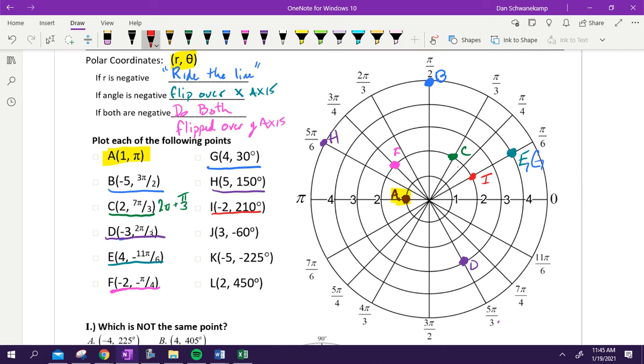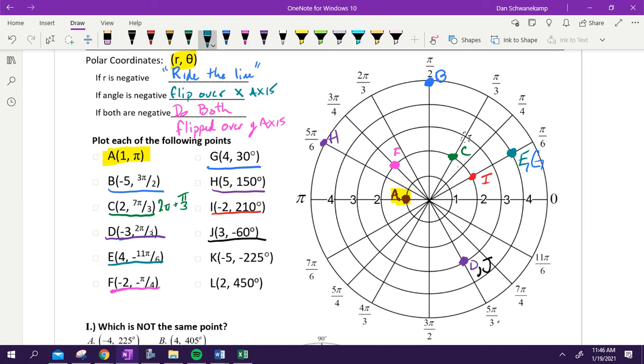There's I. Letter J, (3, -60°). Show me with your fingers which quadrant (3, -60°) is going to fall into. It should fall into the fourth quadrant because (3, -60°) would start right here. But I've got a negative angle, and if you have a negative angle, you flip over the x-axis.